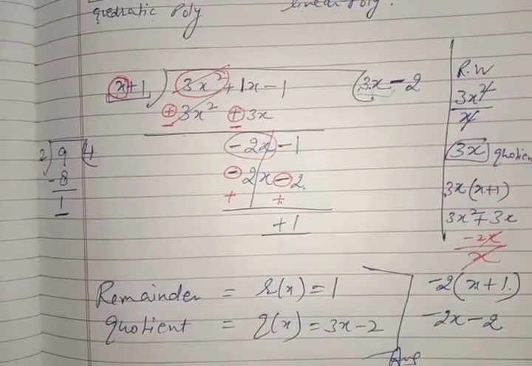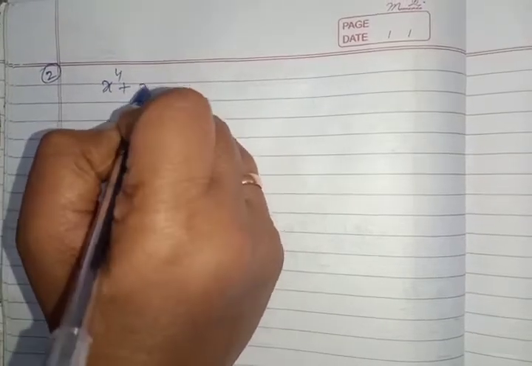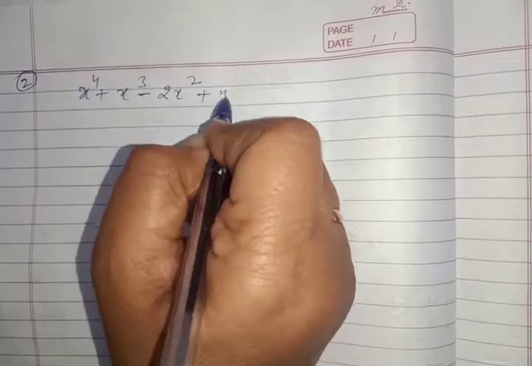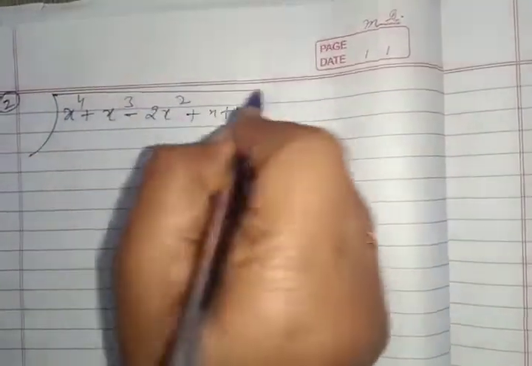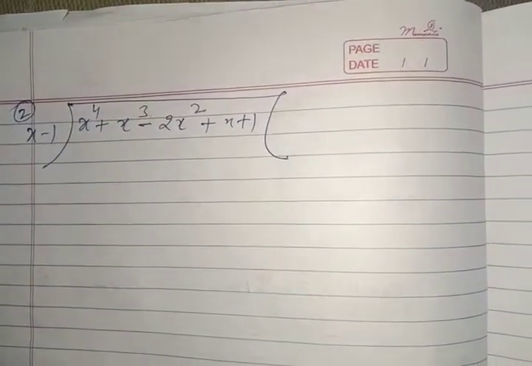If it is not clear to you, one more example I can take so that the concept will be very clear to you. One more example is the second example, which is x4 plus x cube minus 2x square plus x plus 1, and we will divide it by x minus 1.